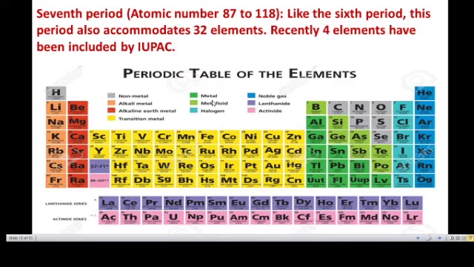So in the first period, only 2 elements are present. In the second period, 8 elements are present. The third period contains 8 elements. Then the fourth period contains 18 elements. Fifth period also 18 elements. Then sixth and seventh periods both contain 32 elements. So these are the features of periods.